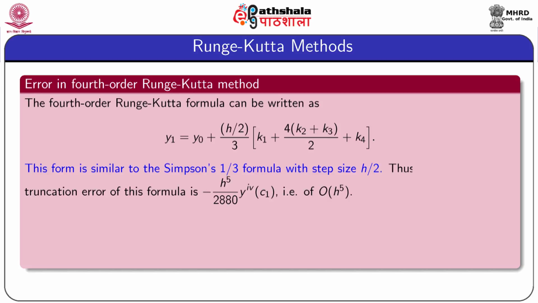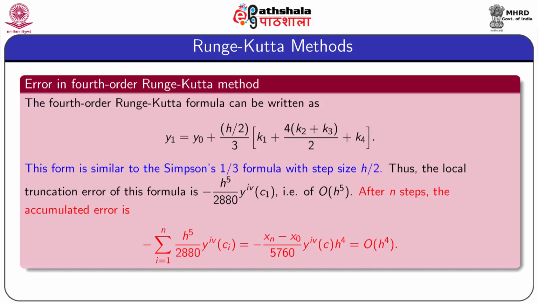So, using the same concept, that means the error in Simpson 1/3 formula, we get the local truncation error of this method, that means fourth order Runge-Kutta method, is minus h to the power 5 by 2880 into fourth derivative of y at c1, where c1 is a value lying between x0 and x1. That means the order of error of this method is h to the power 5.